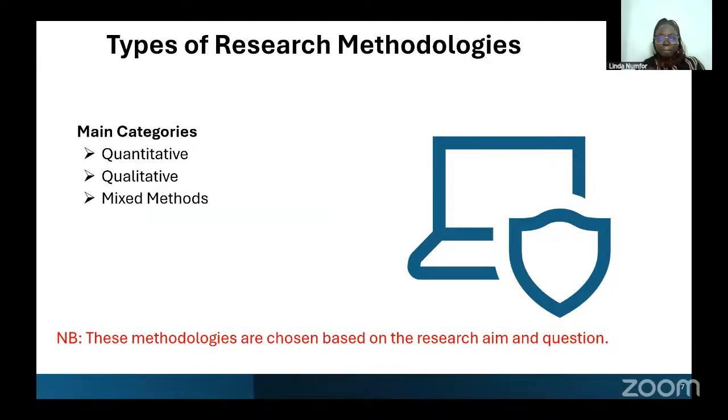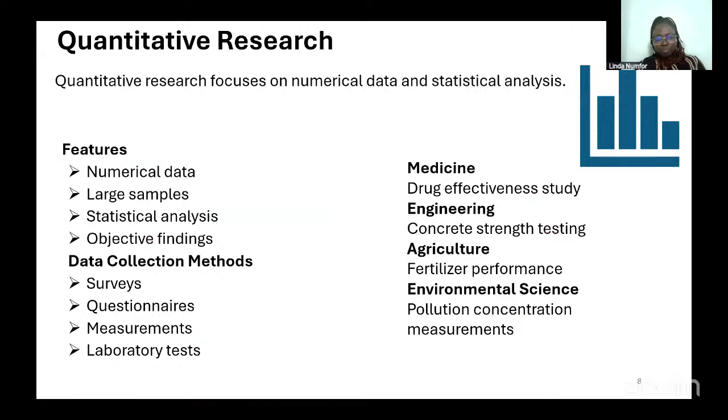Okay, so we have different types of research methodologies. The three main categories are: the quantitative, the qualitative, and the mixed methods. And all these are based on the research aim and question. If you don't have the aim of which you want to carry out the research, or research questions, then it's difficult for you to have a good research methodology. We're going to see that as we go ahead.